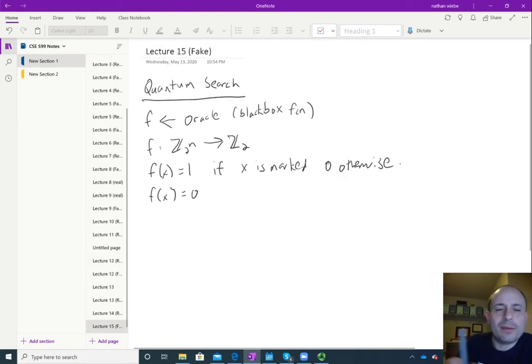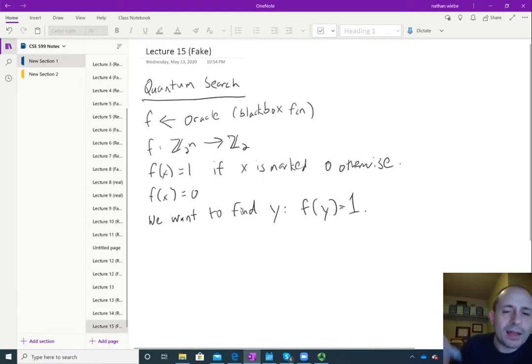What our aim for the quantum search problem is, is to find a y such that f of y equals 1. Ideally, we want to do this with as few queries to f as possible, i.e., we want to use f as few times as possible in order to identify a single input such that f of y equals 1.